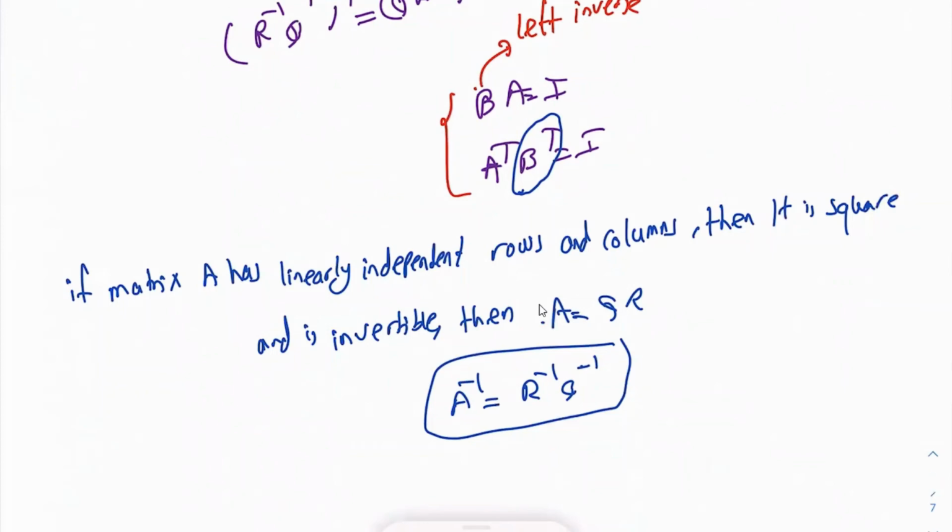Now, if the matrix A is square and has linearly independent columns and rows, then finding the A inverse using QR is very easy, right? You just write this QR to the power of negative 1, and using properties of the inverse, you get R inverse Q inverse. Okay, so that becomes A inverse.